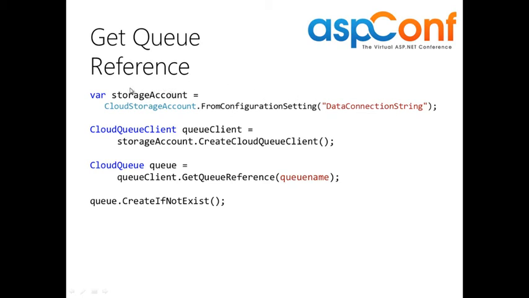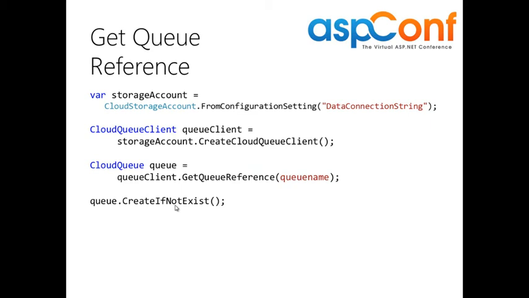And once you have this account object, we can call CreateCloudQueueClient, and this cloud queue client object is then used to get a reference to the queue. It has a GetQueueReference. We'll pass in a queue name. That's just a string. One thing to be aware of is that the queue name must be lowercase. And once we have this cloud queue object, we can call queue.CreateIfNotExist to make sure the queue exists before we start working with it.